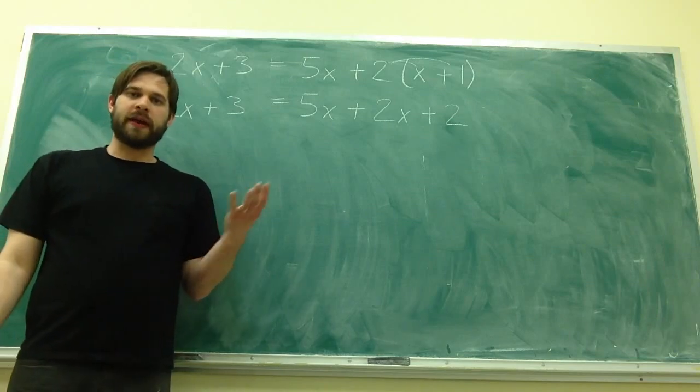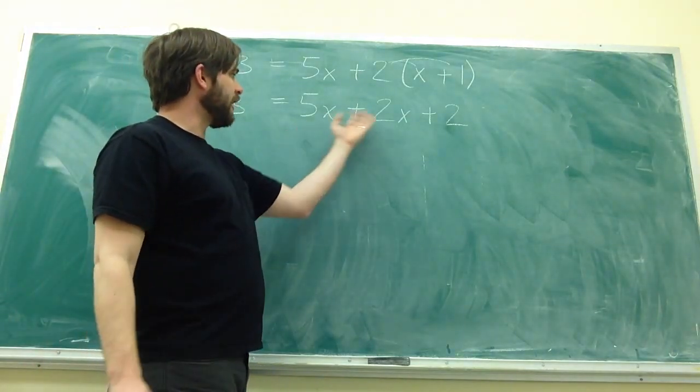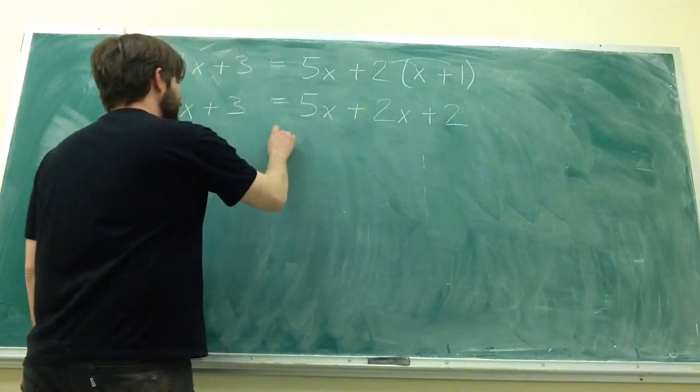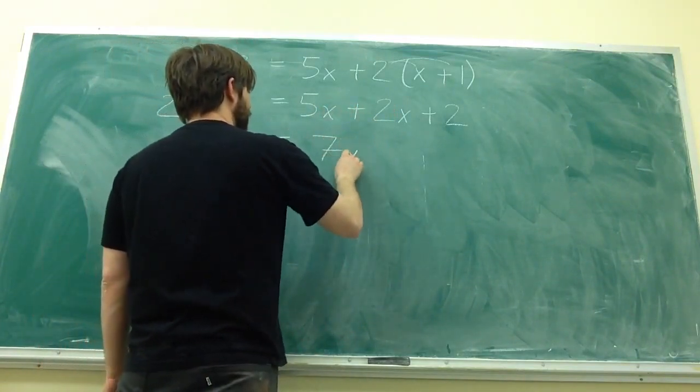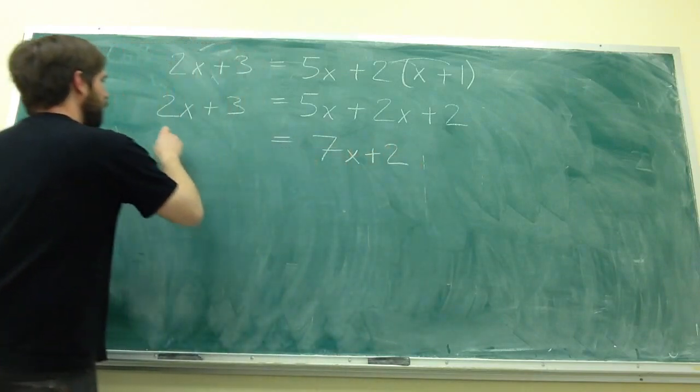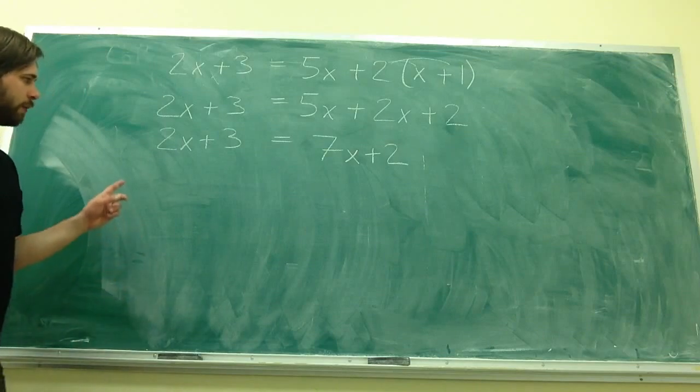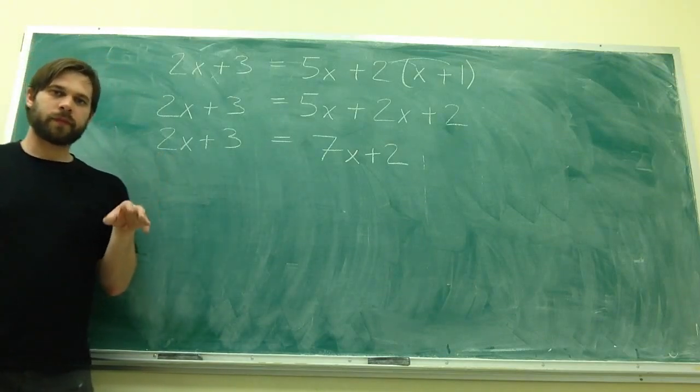Now, what can we combine on the right here? Well, I've got 2 like terms here, 5x and 2x. So 5x plus 2x is 7x. So we get 7x plus 2 on the right, and we get 2x plus 3 on the left still.